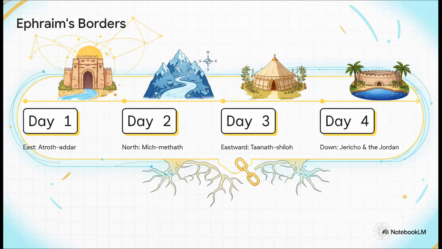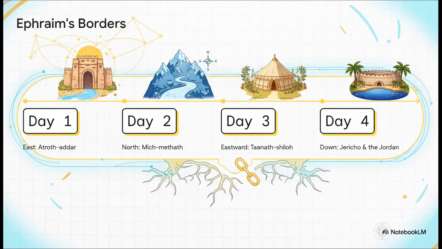From Ataroth Addar, the border heads west, with Michmethath on the north. Then it turns eastward to Taanath Shiloh, passing it on the east of Janoah. From Janoah, it drops down to Ataroth and to Naarah, eventually reaching all the way back down to Jericho and hitting the Jordan River again.